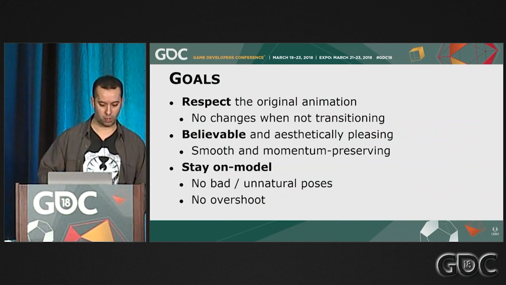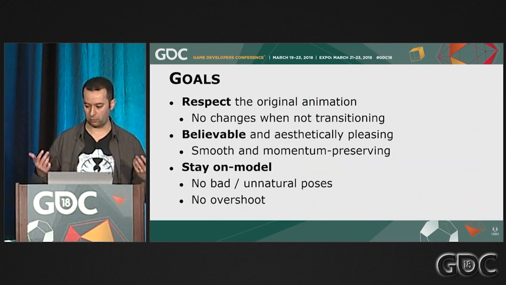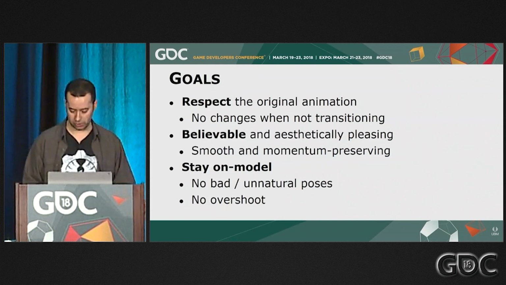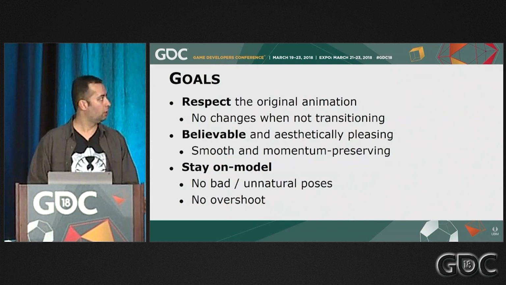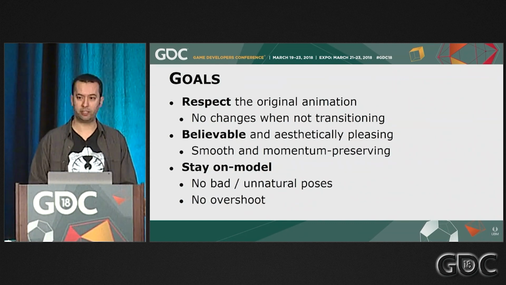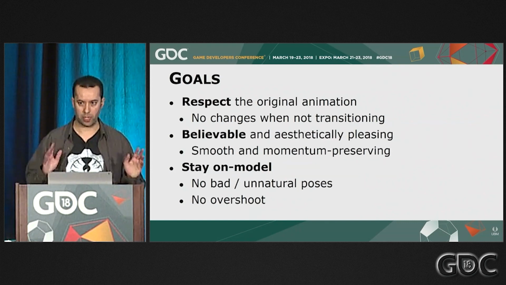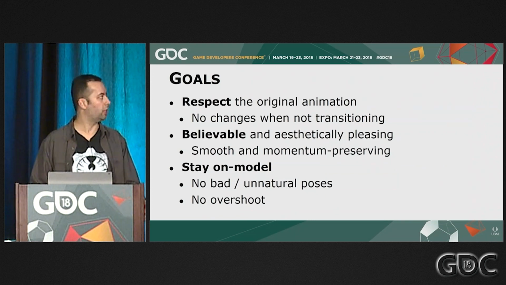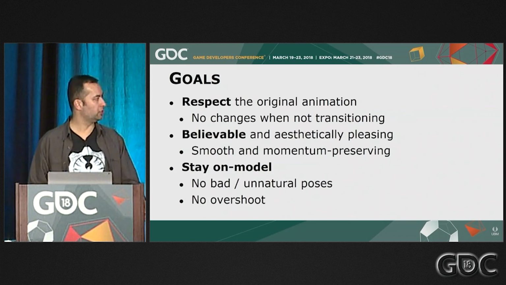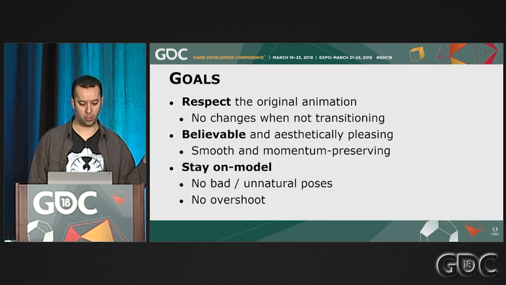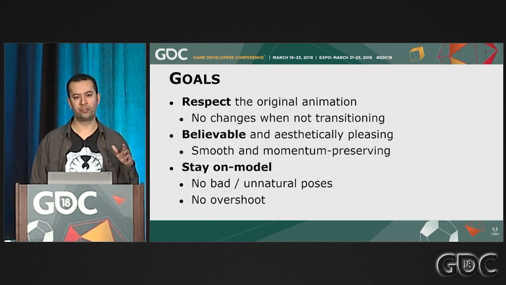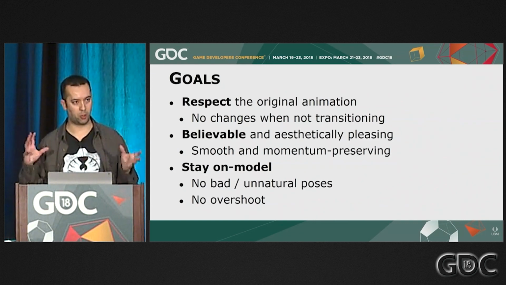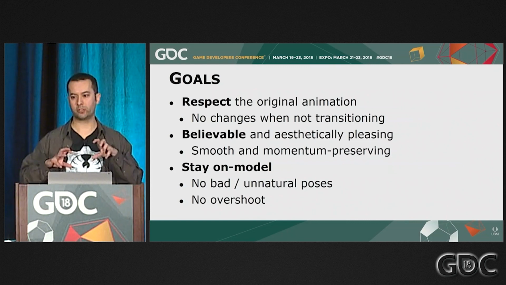Otherwise, if it's in the wrong place while I'm moving around, then the bullets come out and might hit some obstacle that I don't want it to hit. Obviously, we want the result to be believable and pleasing in some kind of way, and really we took that to mean that it should be kind of smooth and momentum preserving. And this last one I call stay on model, but what I really mean here is kind of don't get out of the space of poses that are your inputs.